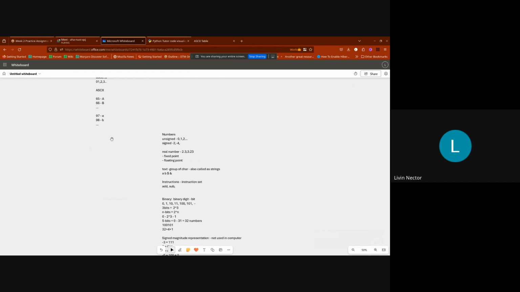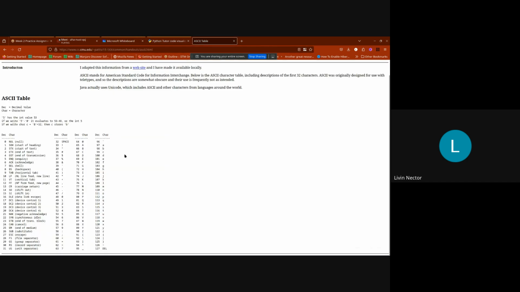Byte means 8 bits. Why 8 bits? Just 128 values are there, right? That's why people use 8 bits for a character. The standard table, this ASCII.